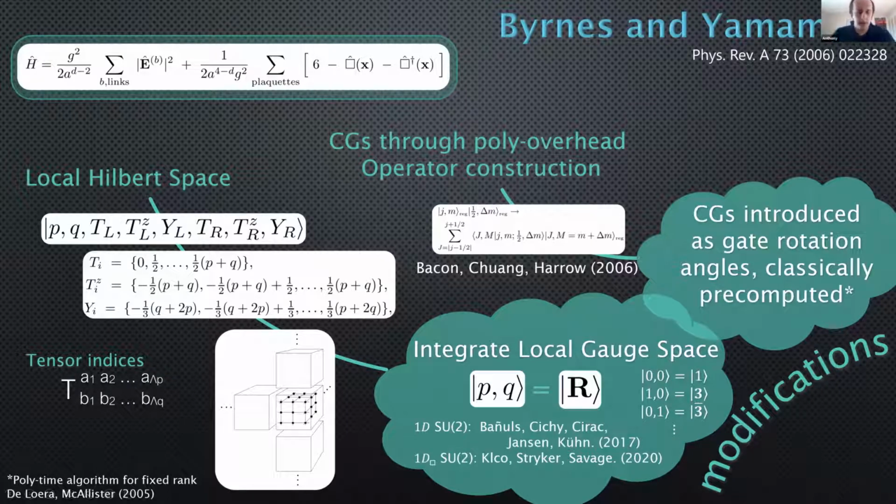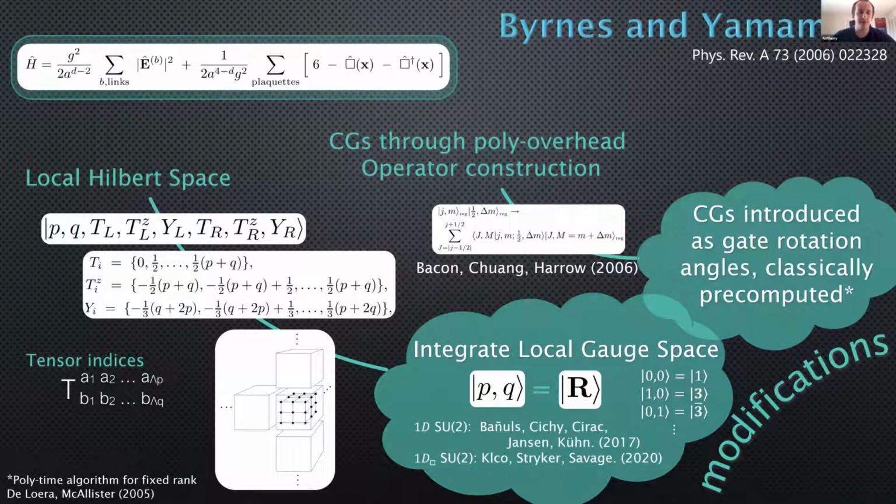The quantum simulation of lattice QCD has been investigated before in the work of Byrnes and Yamamoto in 2006. They looked at using the qudit Hamiltonian given here, where this is a sum over the magnitudes of the electric field on all of the links, and this is a sum over all of the plaquettes on the lattice. At each link you have, in the electric field basis, the representations of SU(3), where P and Q specify the representation, and these specify which element of the representation you're in on the left side, and this specifies the element on the right side.